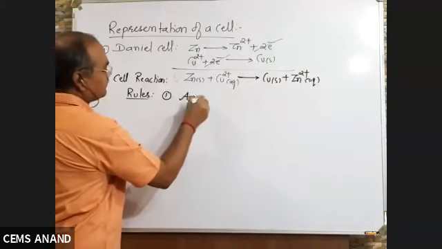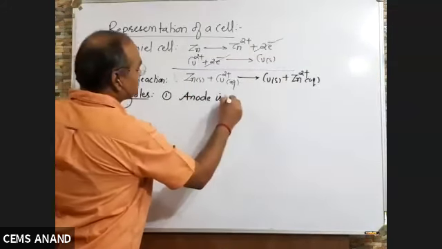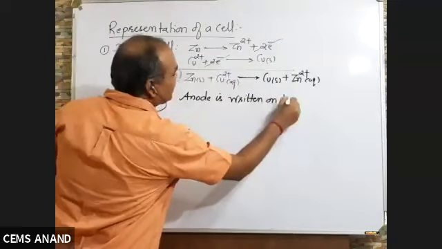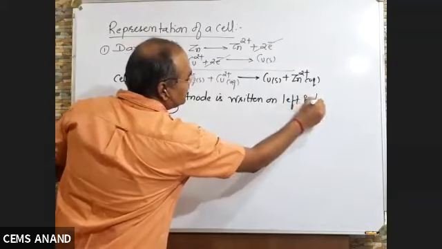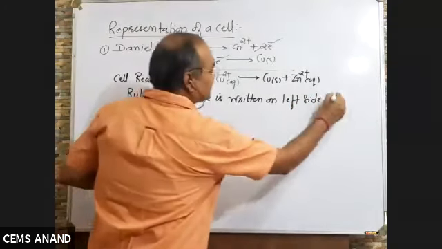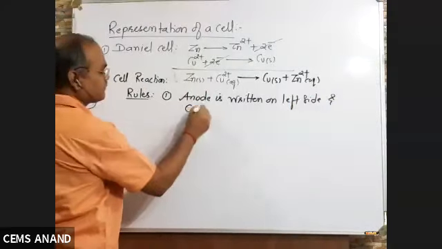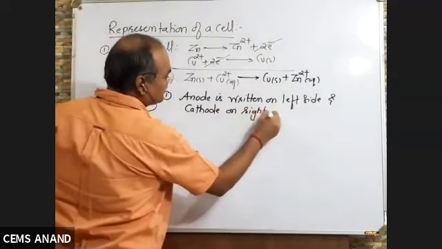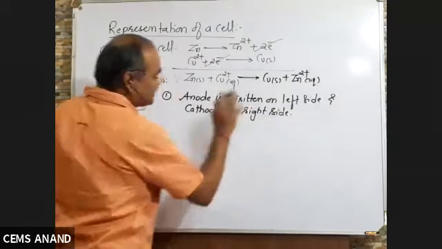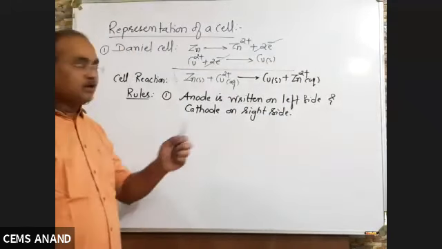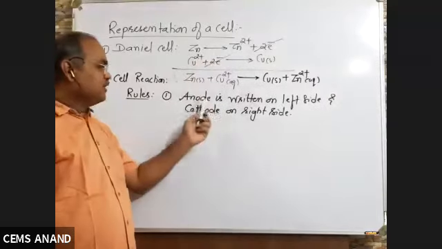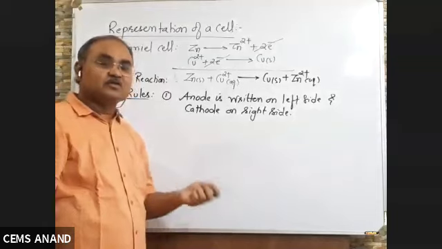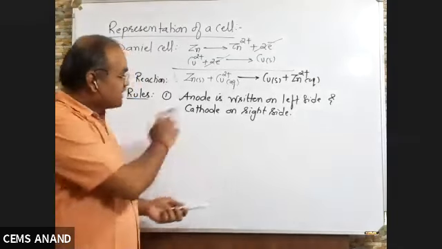anode is written on the left side and cathode on the right side. This is the first rule. Whenever you want to represent a cell, anode is written on the left side, cathode is written on the right side. Now you will think, on which side, right or left?